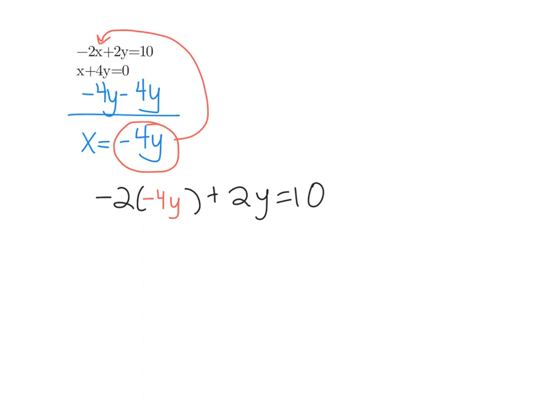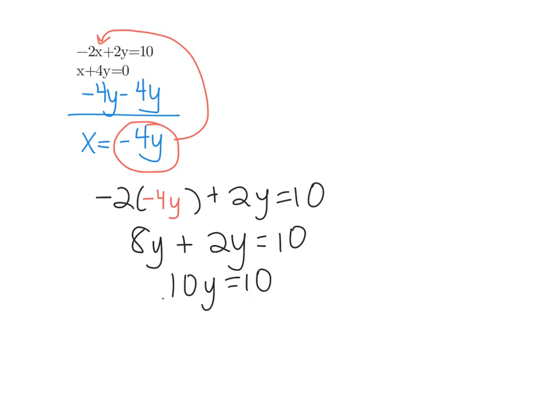So now what I can do is my math. I can multiply the negative 2 times the negative 4y to get positive 8y. And then I still have the plus 2y equals 10. And then I'm going to combine my like terms to give me 10y equals 10. And then I'm going to divide by 10 on both sides, and I get y equals 1.